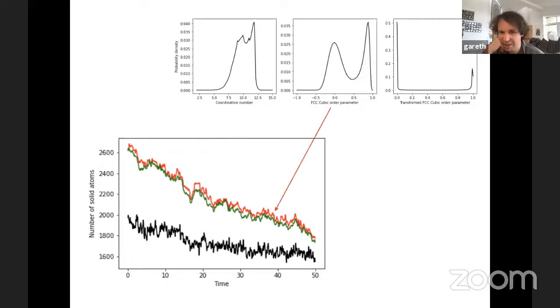You can do it using this S order parameter, and that gives me this red line, and you can do it using this transform one, which gives me this green line. So you get different estimates for the number of solid atoms if you use these different order parameters, calculating this in various different ways. Okay, so those are the exercises for this week.